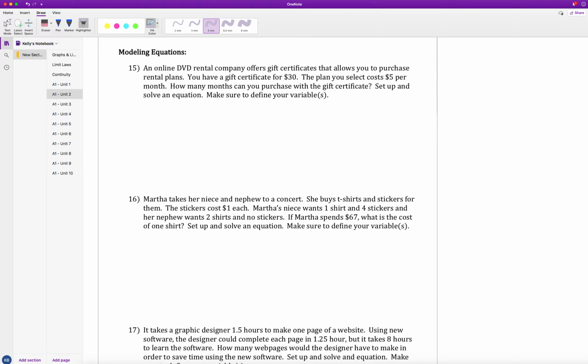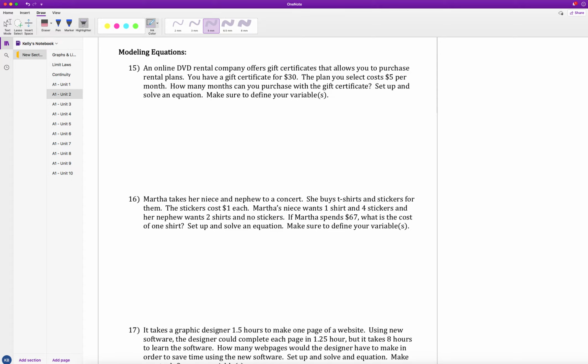plans. You have a gift certificate for $30. The plan you select costs $5 per month. How many months can you purchase with the gift certificate? Set up and solve an equation. Make sure to define your variables or variable depending on the problem.